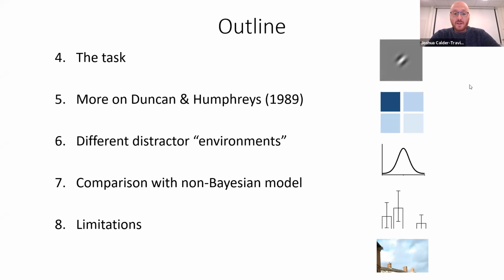We'll be comparing the optimal Bayesian model to a heuristic model. And finally, we'll discuss limitations of the study, but also limitations that apply more generally to this psychophysics approach to visual search, which has been developed by several researchers over the last few decades.